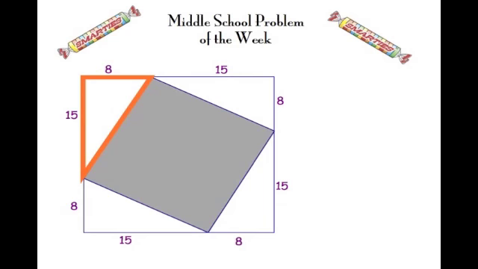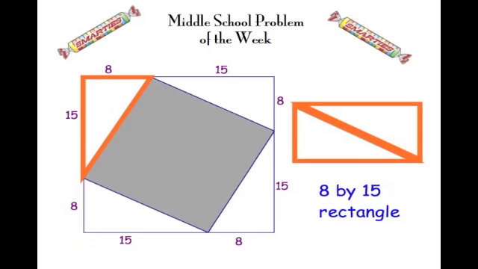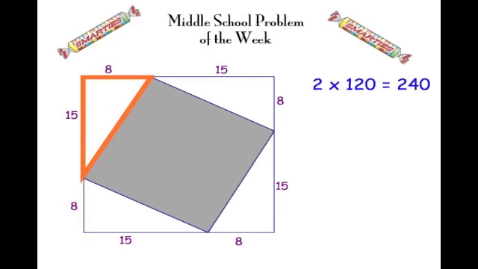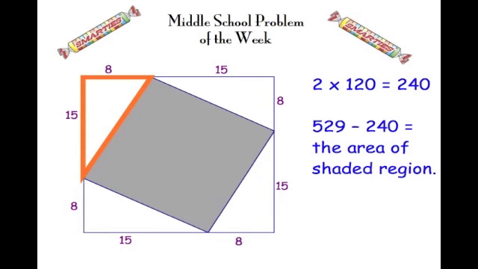The third way is to look at one of those right triangles and realize that we could put 2 of them together to make an 8 by 15 rectangle, which is 120 units. The other 2 right triangles could go together to make another rectangle. 2 120 square unit rectangles makes 240 square units. We subtract that from 529 to get the area of the shaded region.